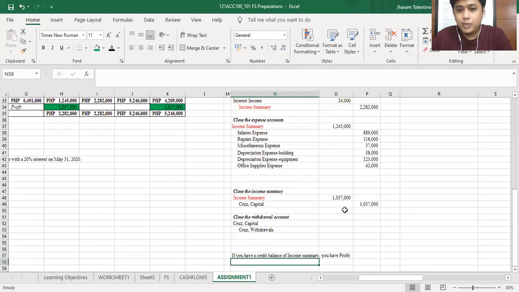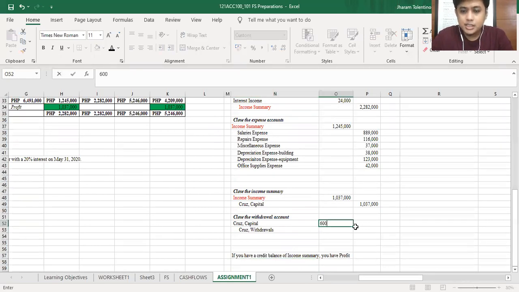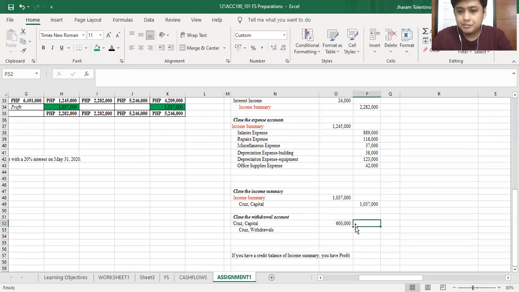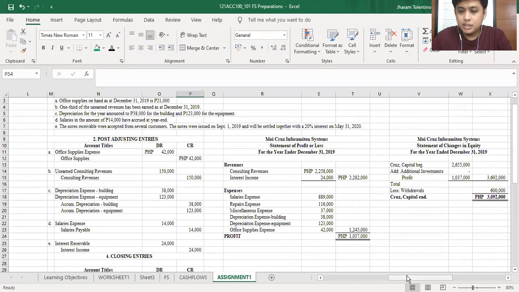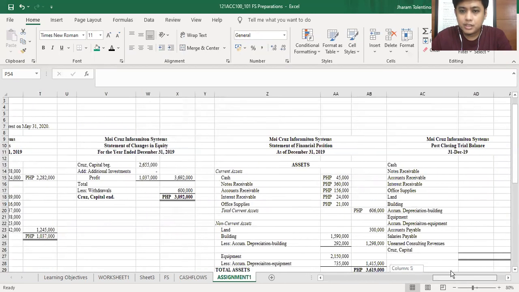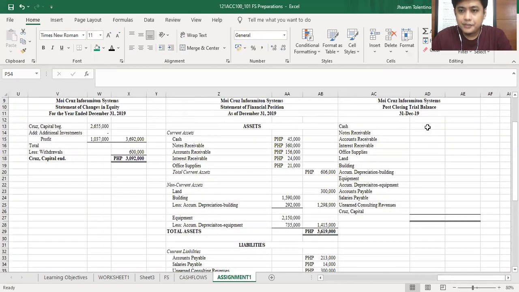Okay. Tapos, one way to close is debit the income summary and then credit the capital. Yan lang. And for the withdrawals, 600,000. Okay? Yan lang yung tatandaan ninyo. For the theory, ang pinakamahirap yung theory action kasi mag-i-imagine ka. Okay, after that, prepare the post-closing trial balance. So, madali na lang yan. Referencing na lang yung gagawin.